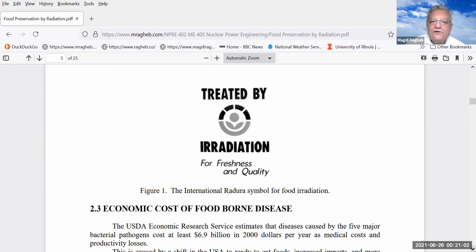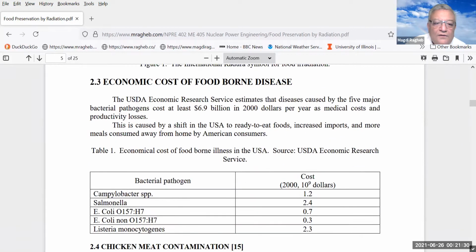In the stores now, you can find that some food has that symbol on it. It's called the Radura, the symbol for food that is treated by radiation. And if I find some food in the store having that sign, this is the food that I'm going to buy, because it would have basically been irradiated and bacteria and fungi killed. So it eliminates the possibility of foodborne disease.